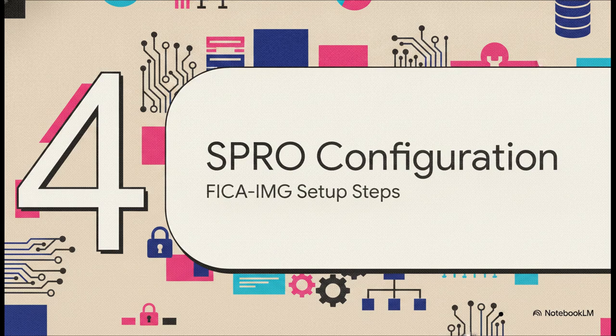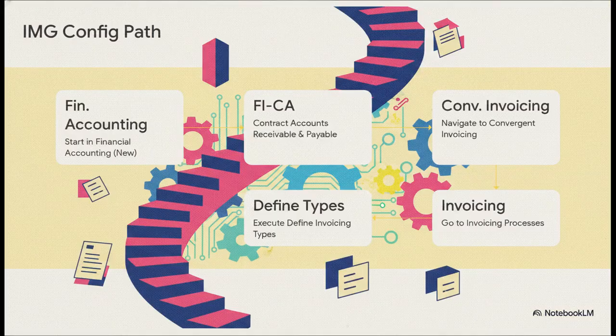All right, let's roll up our sleeves and get into the SPRO configuration. We're going to look at the exact setup steps in the FICA-IMG. Now, we all know navigating SAP requires knowing the exact menu paths. So just follow this little visual staircase straight through that often intimidating FICA-IMG node. You'll start up in financial accounting, move down into contract accounts receivable and payable, dive into convergent invoicing, then select invoicing, go to invoicing processes, and finally, you'll execute define invoicing types. That specific node right there is your master control room for setting up all those custom behaviors.